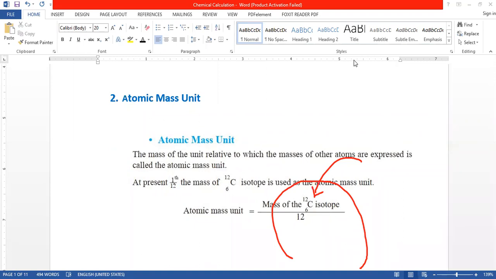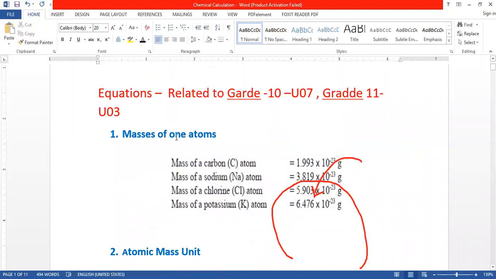I'm just explaining something you want to know before you start the questions. So please understand the terms, because the terms are very important. The first term is the mass of one atom.